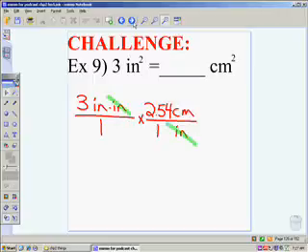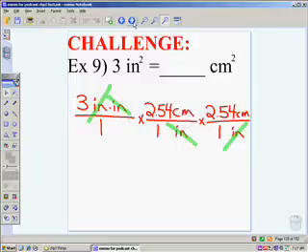But notice that only one unit of inches on the top and one on the bottom will cancel out in this case. And so we multiply by another ratio that's exactly the same. And now that will cause the other inches to cancel out. Now we type that into our calculator and we get our answer of 19.4.